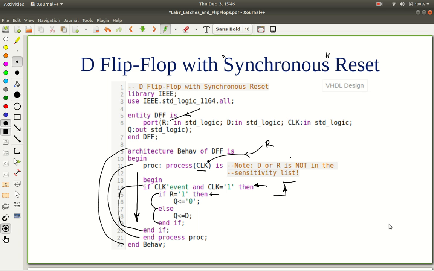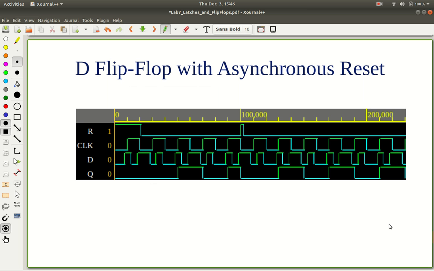So we saw a D flip-flop with a synchronous reset. Now let's see how we can describe one with an asynchronous reset. So now we want a D flip-flop with an asynchronous reset. What this means is that the reset should take effect immediately. It need not be synchronized with the clock. So if reset goes high, then immediately Q should become 0, irrespective of whether there was a clock edge here or not.